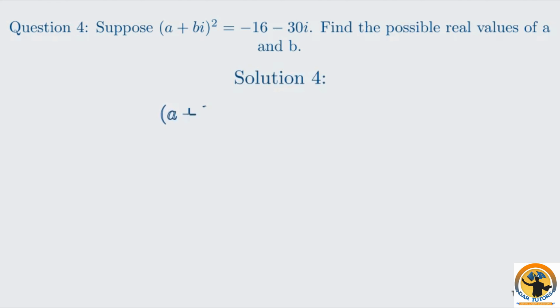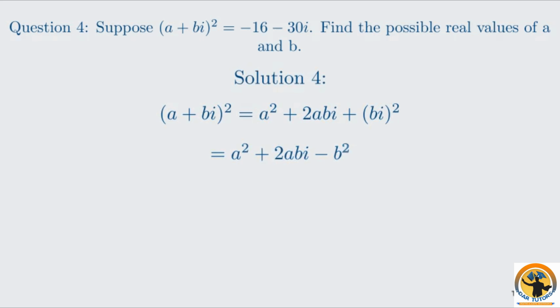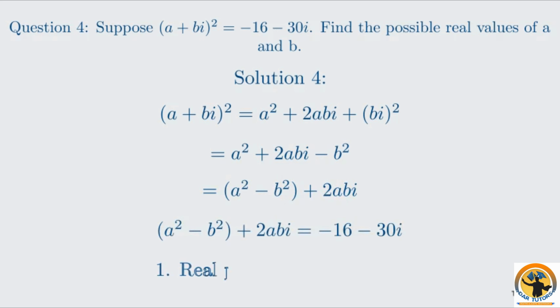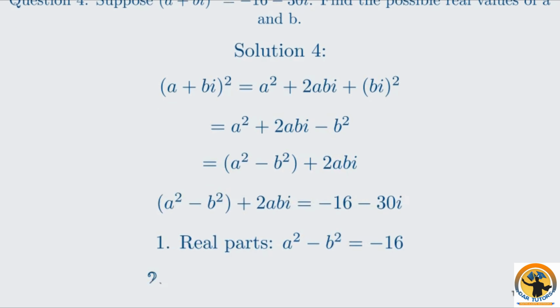Expanding a plus bi squared, we get a squared plus 2abi plus b squared i squared. Substituting negative 1 for i squared, we have a squared plus 2abi minus b squared. Rearranging to standard form, we get a squared minus b squared plus 2abi. Now we equate the real and imaginary parts of both sides of the original equation. The real part on the left is a squared minus b squared, which must equal the real part on the right, negative 16. The imaginary part on the left is 2ab, which must equal the imaginary part on the right, negative 30. This gives us a system of two equations.